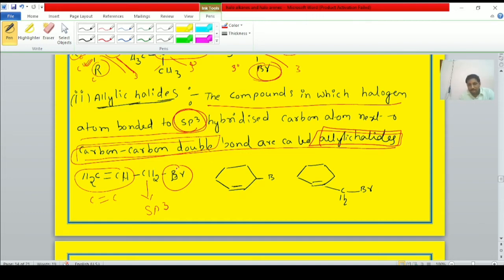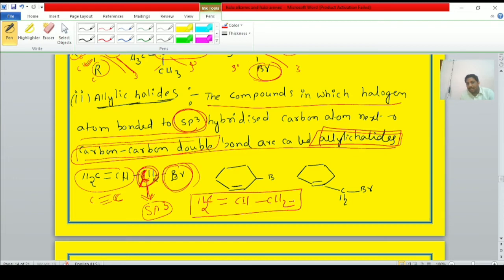For example, the first condition is that the bromine atom, or the halogen atom, is bonded to the sp3 hybridized carbon. That is, a carbon atom that does not have double and triple bonds is known as sp3. Here, this carbon atom does not have a double or triple bond, hence it is an sp3 hybridized carbon atom. The second condition is that this carbon atom, the one I encircled, is bonded to the carbon-carbon double bond. Whenever this condition is present, that is known as the allylic condition.